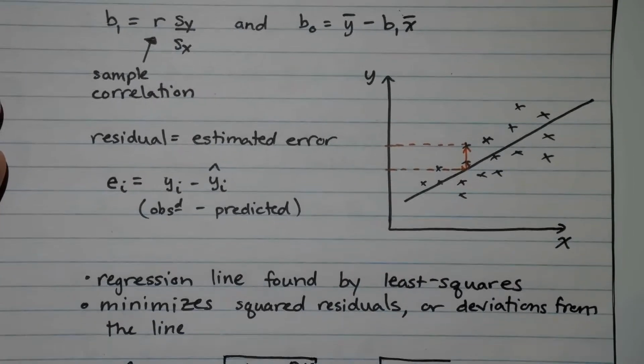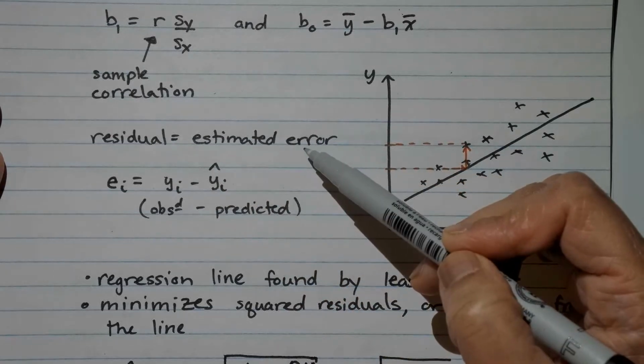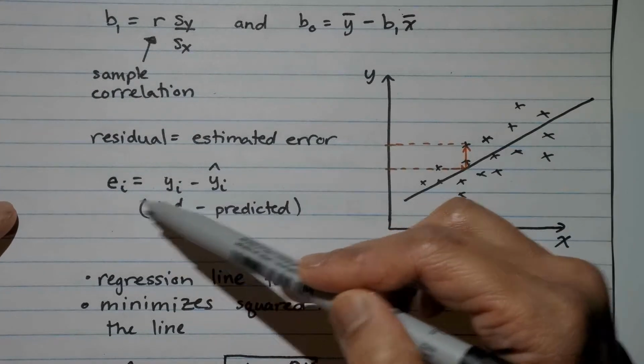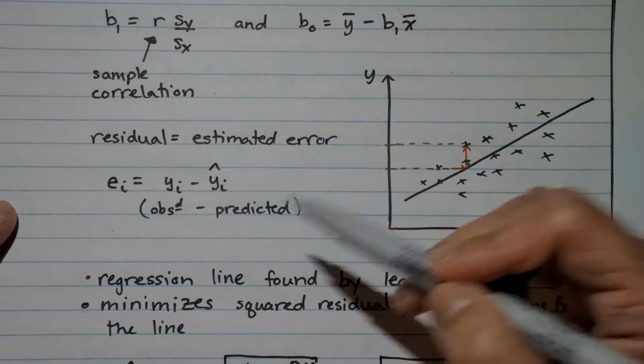Associated with these models are also the residuals, which is basically our estimate of the errors. So instead of using the errors, epsilon, we use our residuals, where e_i is equal to y_i minus y_i hat. So that's observed minus predicted.